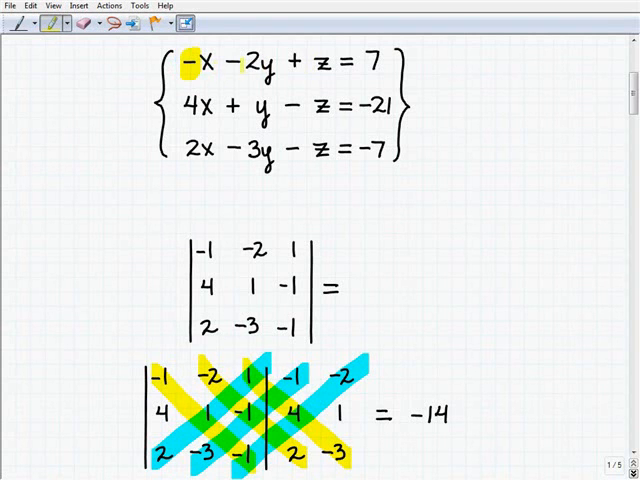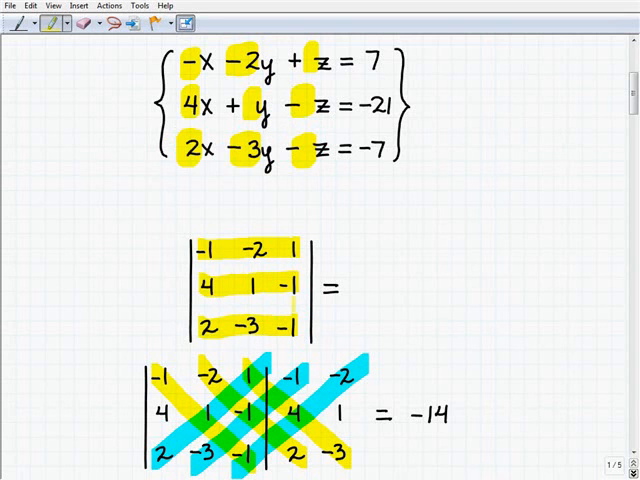So here we have -1, -2, 1. You can see that's our first column. We have 4, 1, -1. That's our second row. Here we have 2, -3, -1, and it's our last row. So this sets up our first determinant. This is going to be our denominator determinant, so we only have to calculate this once.